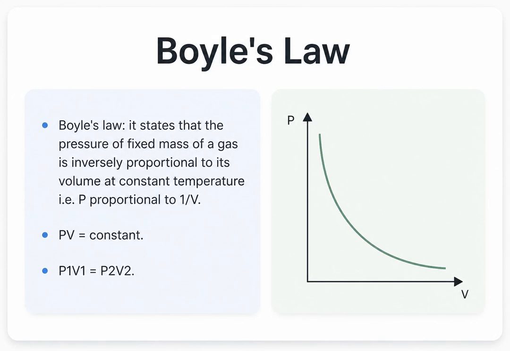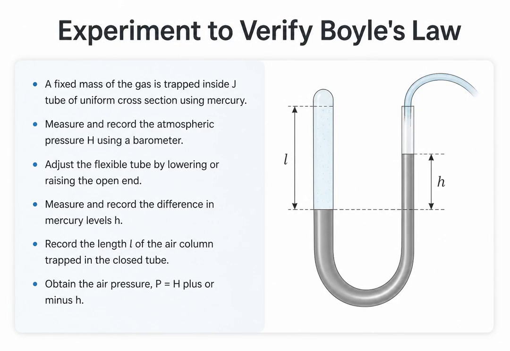This fundamental principle states that for a fixed mass of gas at a constant temperature, the pressure is inversely proportional to its volume. Mathematically, pressure times volume equals a constant, which gives us the highly useful working equation, P1V1 equals P2V2. To verify Boyle's law experimentally, we can use a J-tube apparatus.